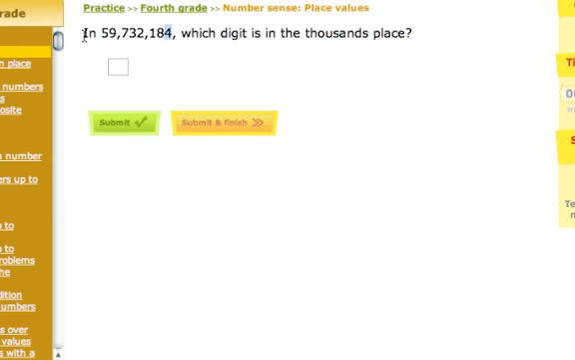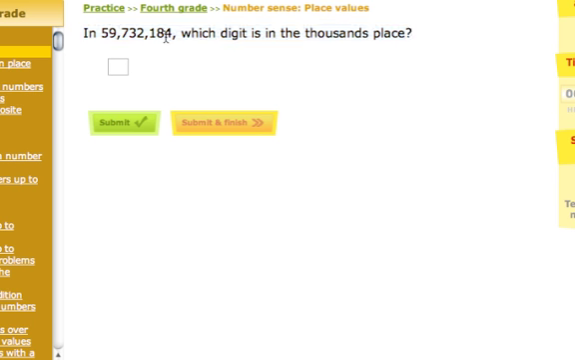Okay, in this question it asks us, wait a sec, my highlighter doesn't work. Okay, now we're ready. In 59,732,184, which digit is in the thousands place?